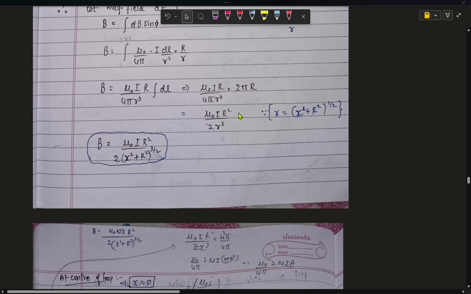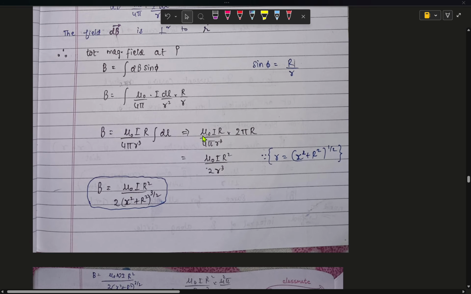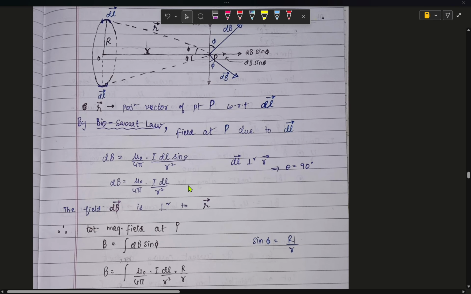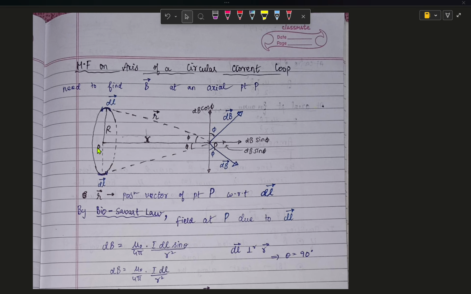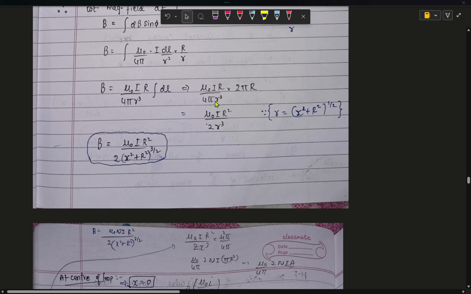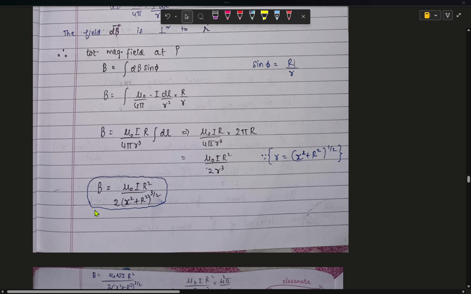After simplifying, you will get a formula like this: mu naught I r square divided by 2 r cube. So small r is nothing but (x square plus r square) the whole power 1 by 2, means root. How? You take the Pythagoras theorem: small r square is equal to x square plus capital R square. That's what they have written. So this is the formula, you remember it better.